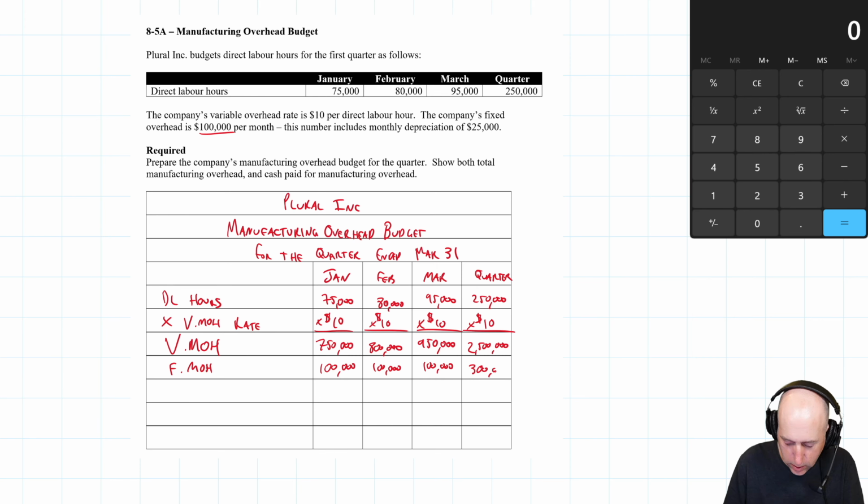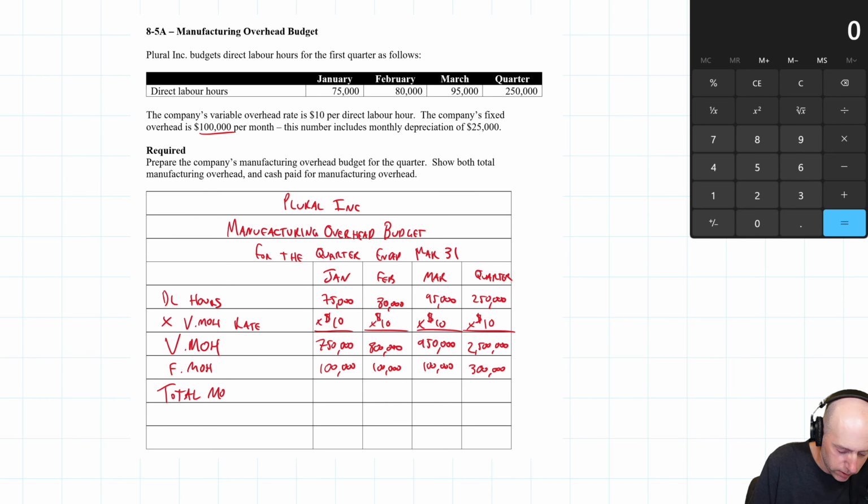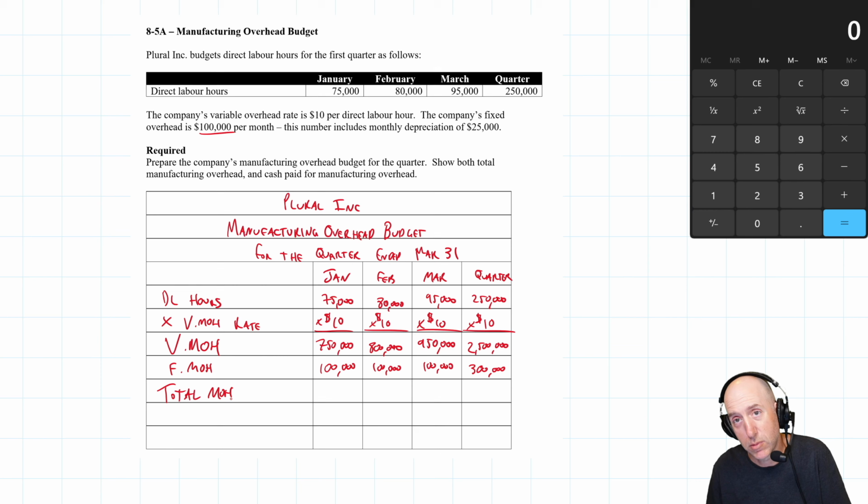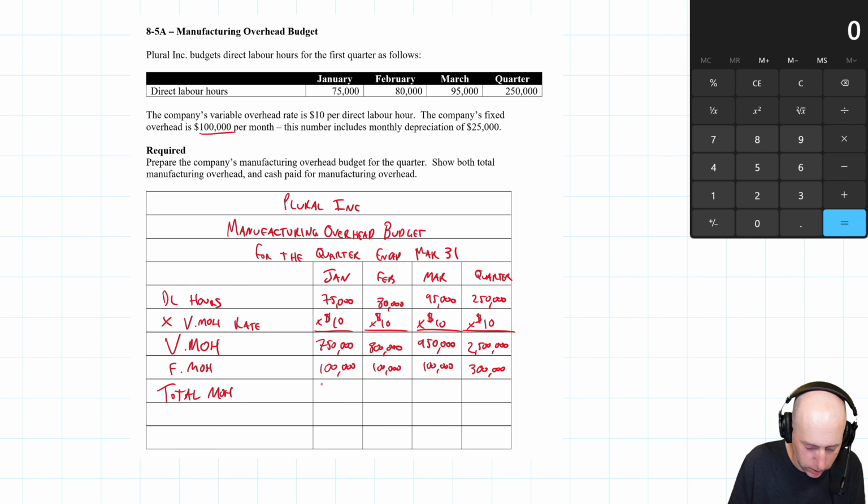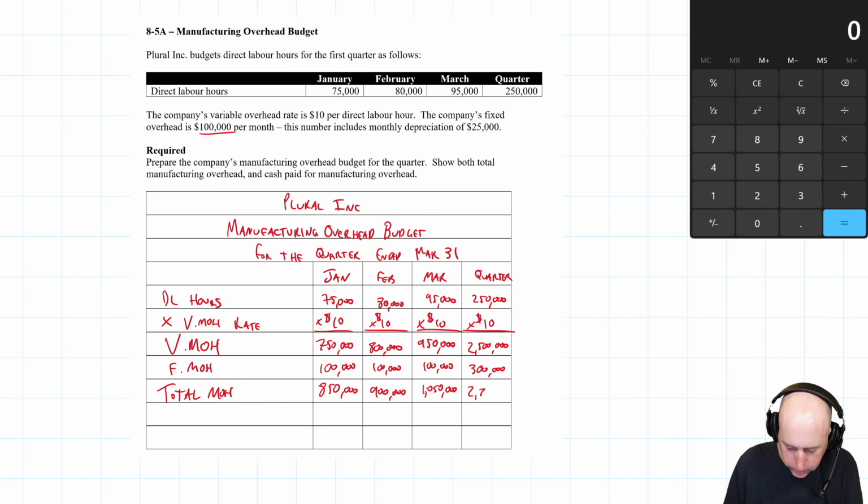$300,000 for the quarter. And so my total overhead, and this is a key number, right? When you're figuring out what your product costs, it's material plus labor plus overhead. So the total overhead we're expecting in January is $850,000, February $900,000, March $1,050,000, and in total $2.8 million.